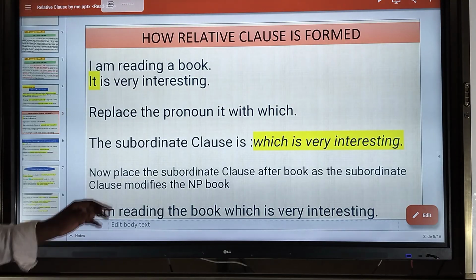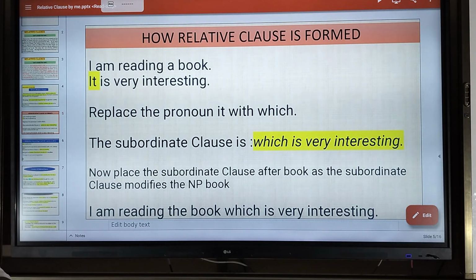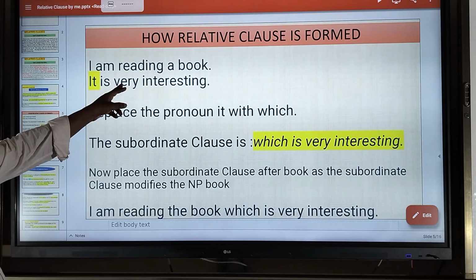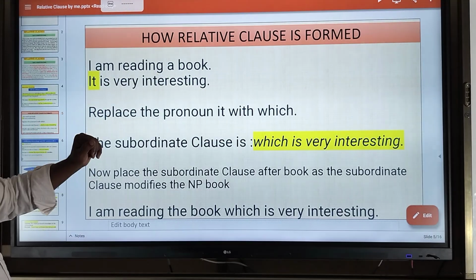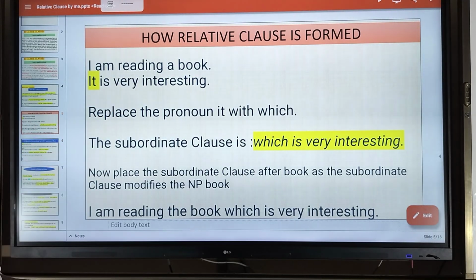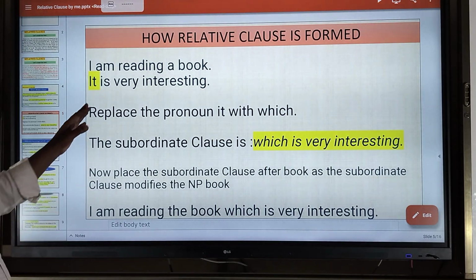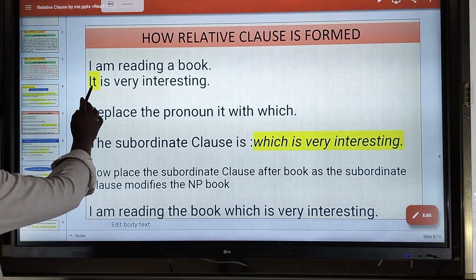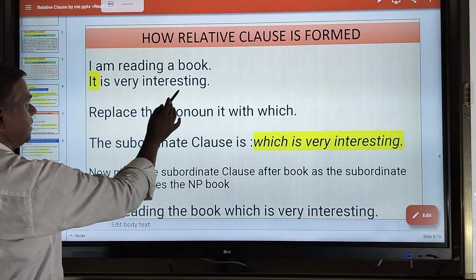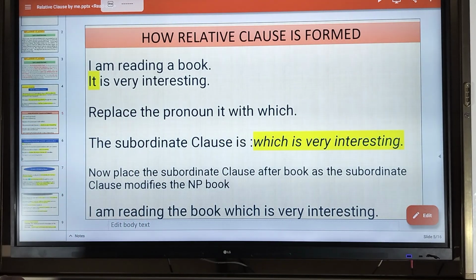Now, how is a relative clause formed? You find here these two clauses: I am reading a book. It is very interesting. How can we make it a relative clause? So you find, I am reading a book. It is very interesting. Okay.